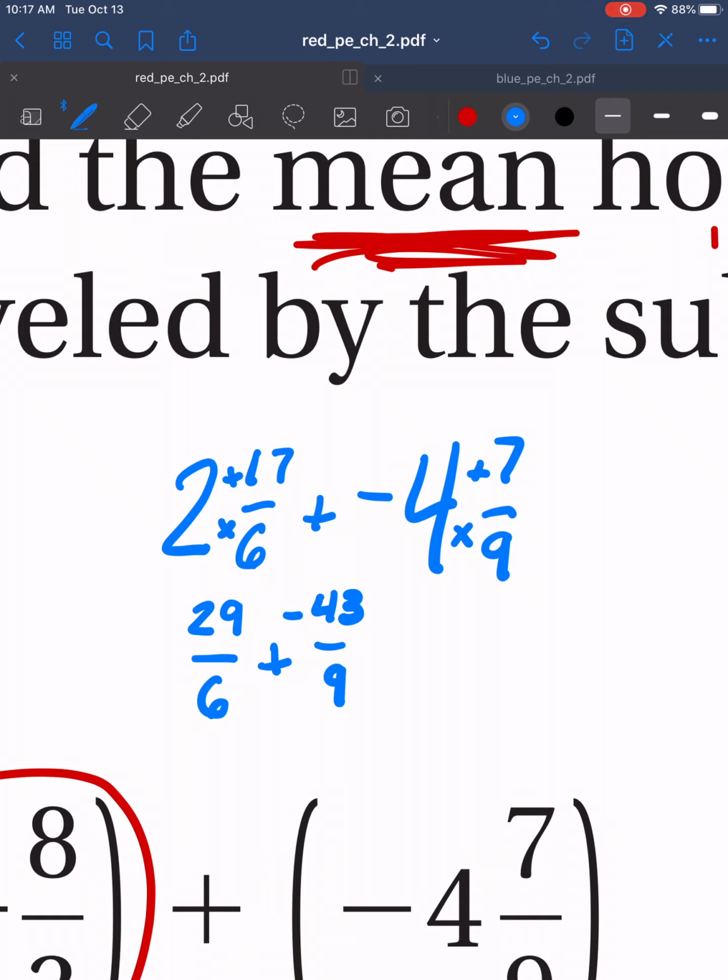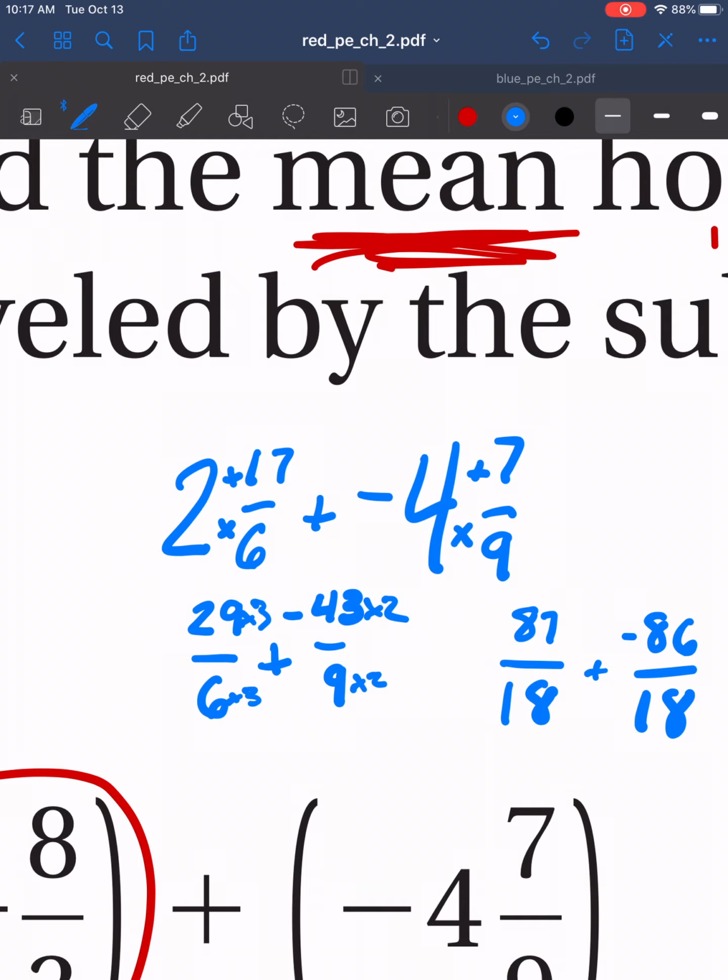Now that I've turned them into improper fractions, now I've got to have a common denominator. A good common denominator between these two would probably be 18. I can get both of those denominators to 18 pretty easily. Okay, so to get 6 to 18, I times it by 3. So I'll take 29 times 3, and that is 87. And then to get 9 to 18, I times it by 2. So I'll take 43 and times it by 2, and get 86. But remember, it's negative.